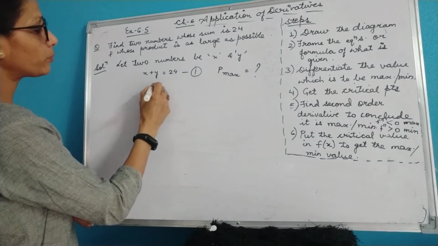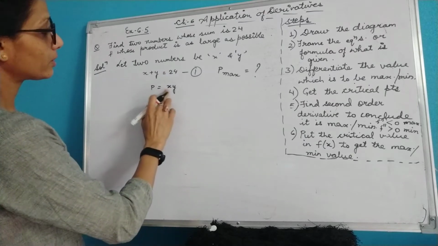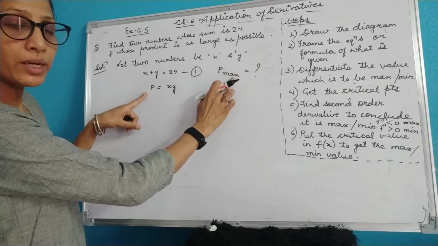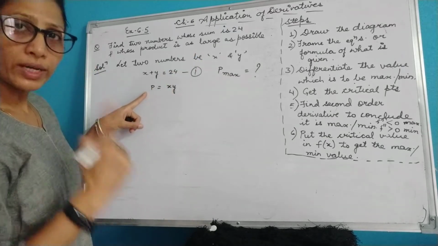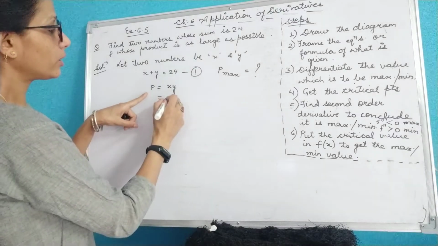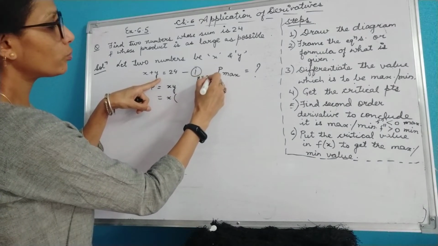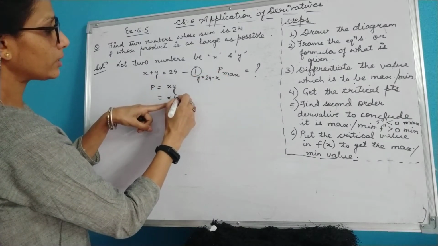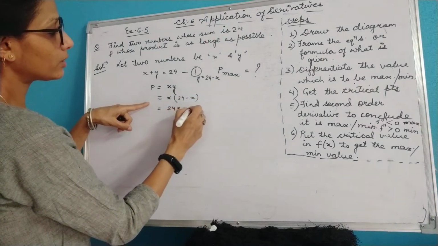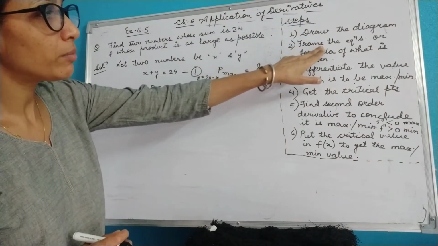Now you know that the product is given to you. You can frame the product here as x into y. So whatever you need to maximize or minimize, convert this into one variable. So I will be converting into one variable by using equation 1. So y can be written as y equal to 24 minus x. So I can replace y with 24 minus x over here, which gives me 24x minus x squared. So here the diagram is not required. I have framed the equation.